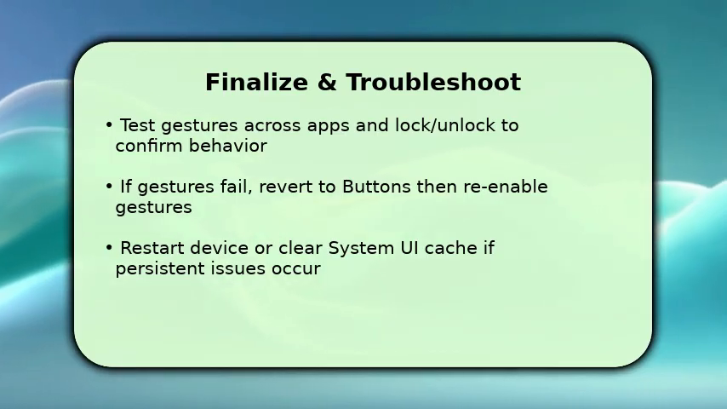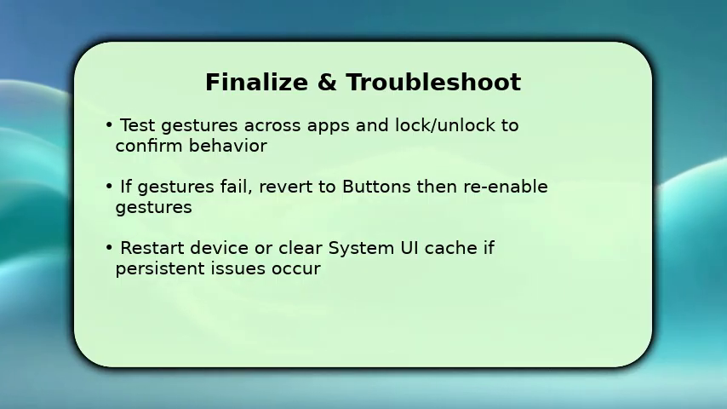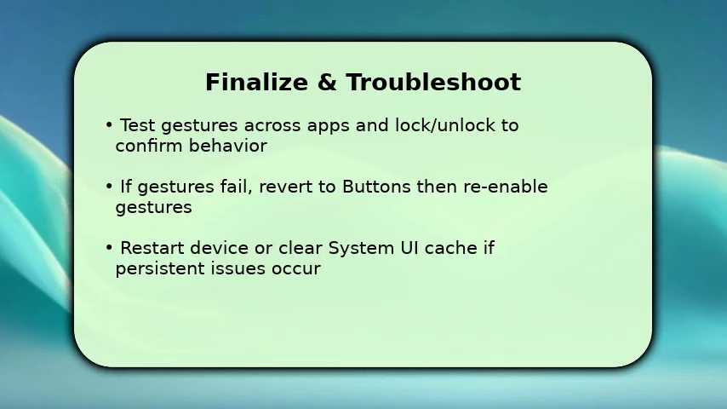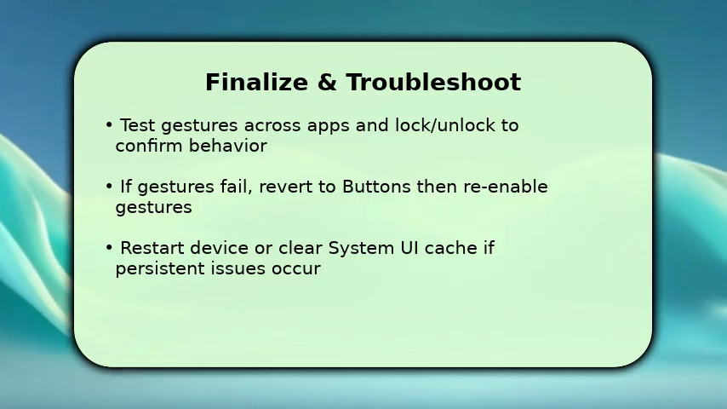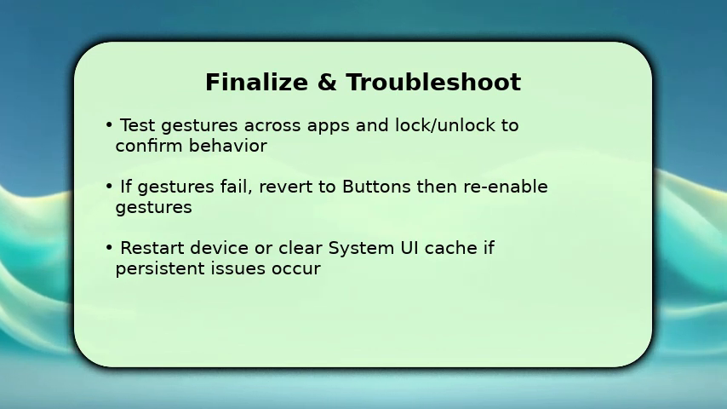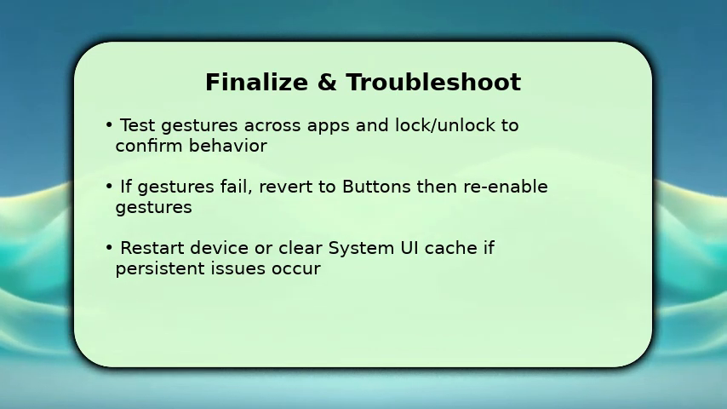If gestures misfire, revert to buttons briefly, then switch back to gestures to reset settings. If problems persist, restart the phone or clear the system UI cache from recovery or app settings. This often fixes glitches. If nothing helps, note your model and One UI version before seeking further support. Those details speed diagnosis.